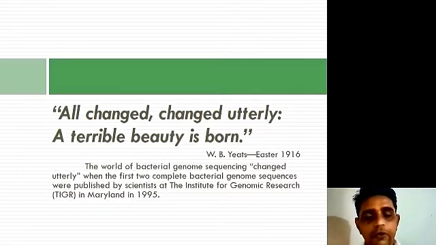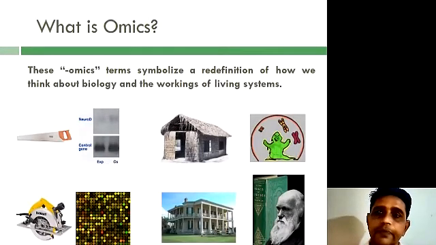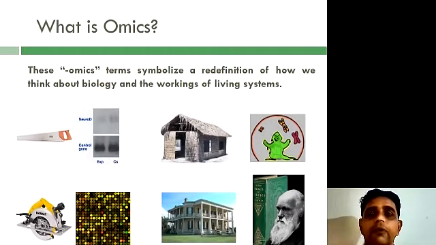And from that, we also had the development of a lot of other omics techniques. So we'll observe how the science of omics is working. First of all, if you want to know the meaning of the word omics, this term symbolizes a redefinition of how we think about biology and the working of living systems. If you compare with the upper line, when you have a limited number of tools, you can create only small houses or limited things. The same is true with biology.